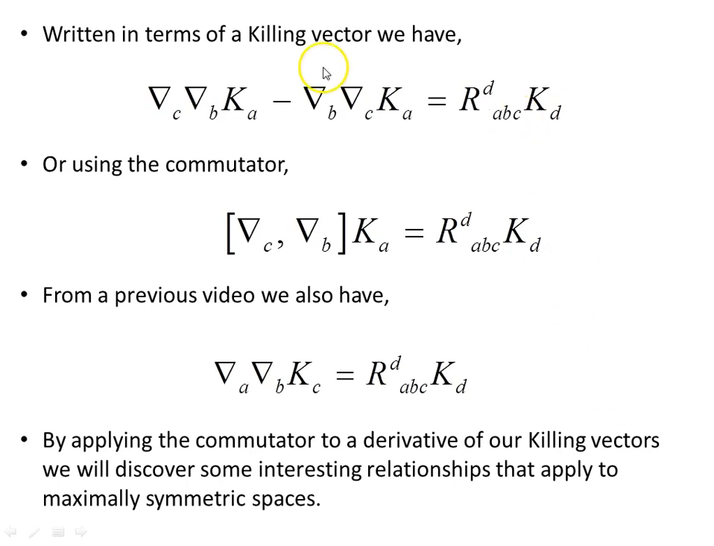Alright, so written in terms of a Killing vector, we just replaced the previous equation with the Killing vector here, the lowered index A, or over here D. Now, using the commutator, we have this object here, the commutator K acting on K, the Killing vector, gives us this object over here. And from a previous video, we also have this result here. Now, by applying the commutator to a derivative of our Killing vectors, we will discover some interesting relationships that apply to maximally symmetric spaces.